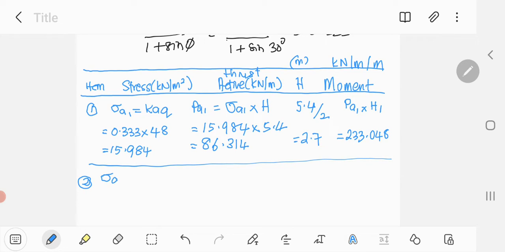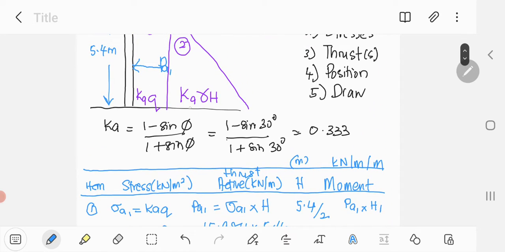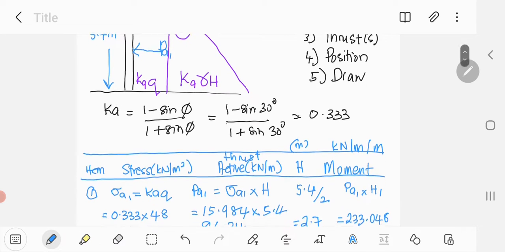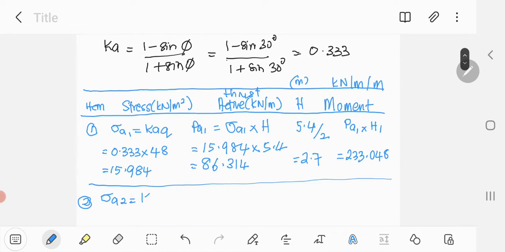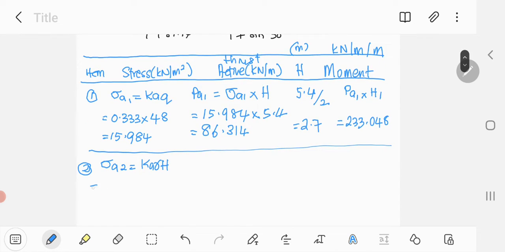So stress A2 is equal to, okay, you get the notation for element number 2, which is Ka gamma H, and then put in all the values to calculate: 0.33. What is your gamma? Gamma is 20, and the height of the retaining wall is 5.4. You get 35.964.